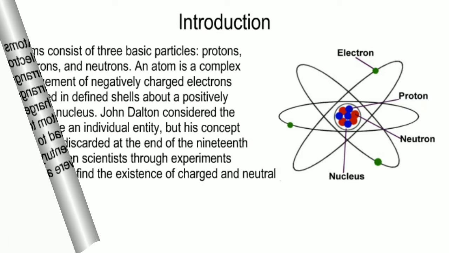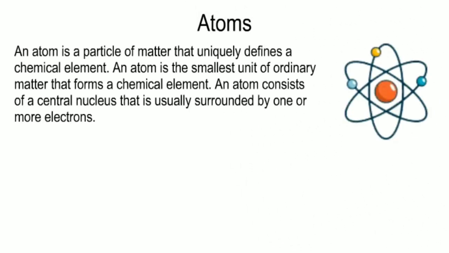the atom. Atoms. An atom is a particle of matter that uniquely defines a chemical element. An atom is the smallest unit of ordinary matter that forms a chemical element. An atom consists of a central nucleus that is usually surrounded by one or more electrons.